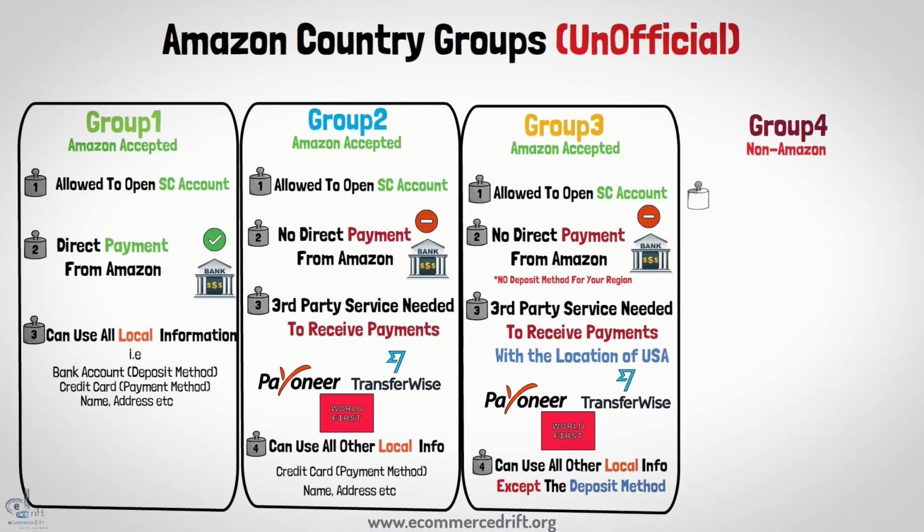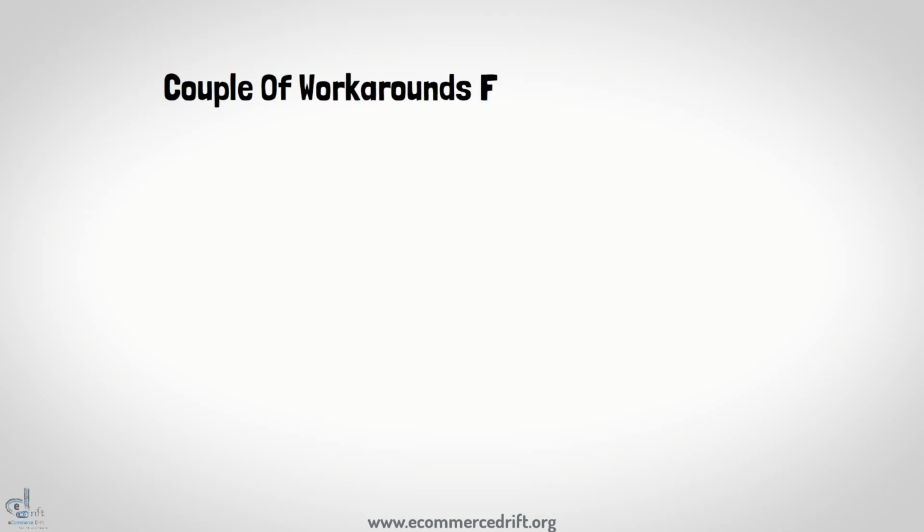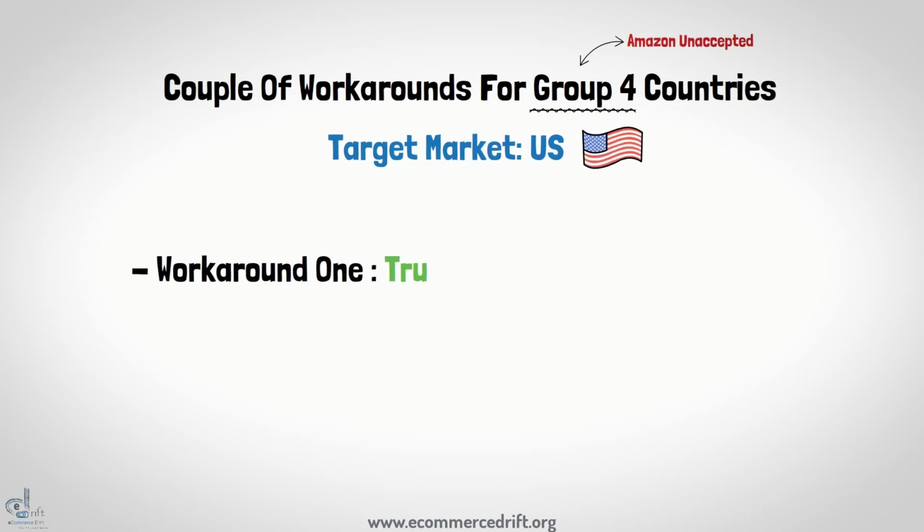Group 4 contains the group of countries which are currently not allowed to make an Amazon Seller Central account or sell on Amazon for a specific Amazon marketplace. These are quote-unquote unaccepted Amazon countries for a particular marketplace. But there are some workarounds that we will look at next for the Group 4 countries. Now, a couple of workarounds that a Group 4 country or an Amazon unaccepted country resident can look into is to find a trusted friend or family member.